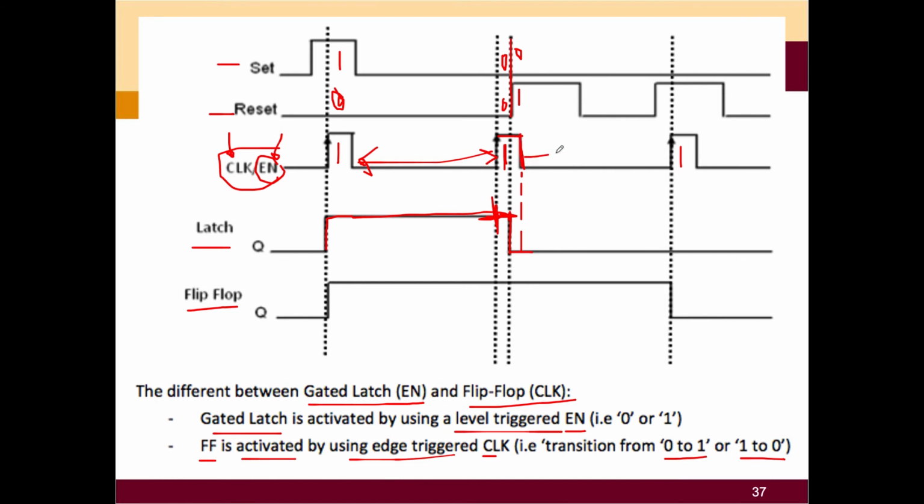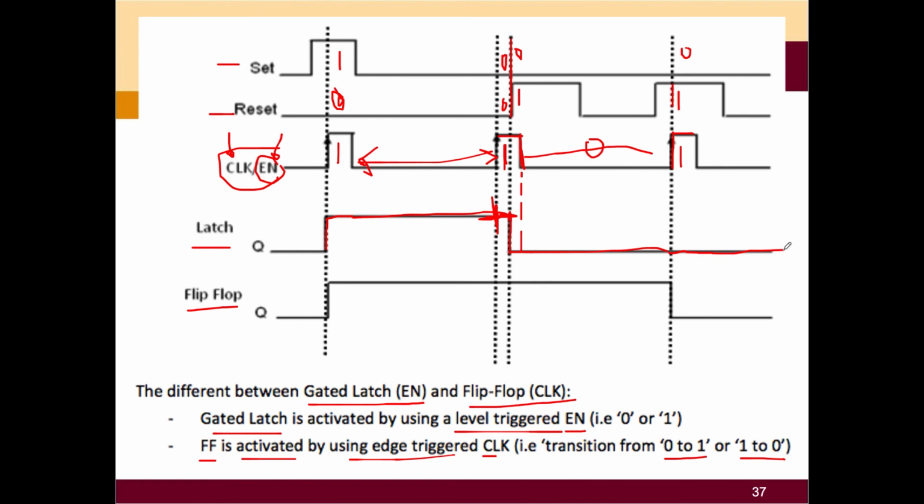After that, it remains the same, no change, because your EN is 0, isn't it? And it will trigger back when EN is 1. Over here you can see your input for set is 0 and reset is 1. So you will do the reset. Reset is 0, so you will remain like this. So this is what happens to the latch.